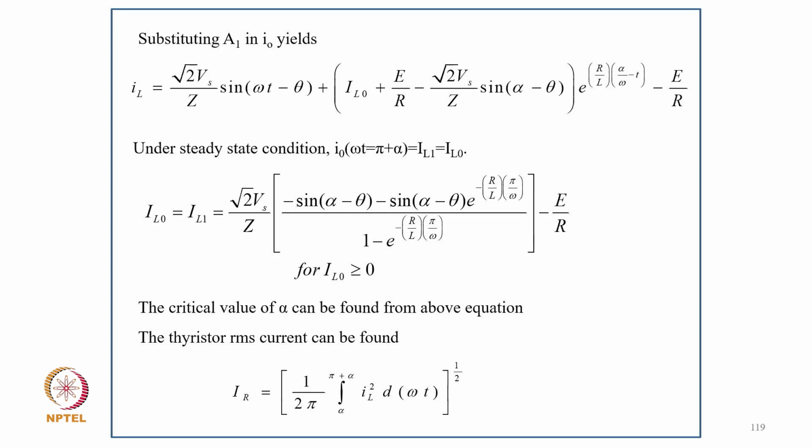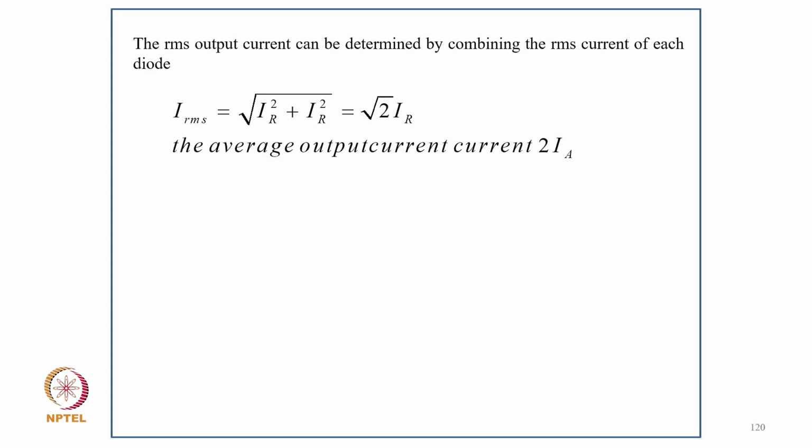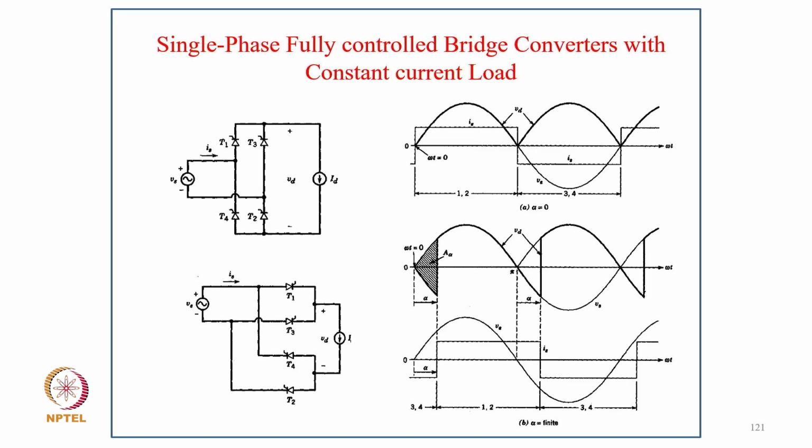So the thyristor RMS current can be found out: IR equals (1/2π ∫ from α to 2π + α of IL² d(ωt))^(1/2). The RMS current can be determined by combining, IRMS equals root of the sum of IR squares, that is √2 IR, and the average output current is 2 IA. And this is the single phase voltage control bridge converter with constant load current.